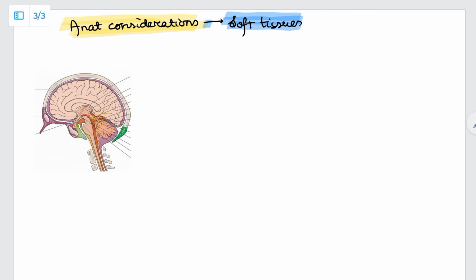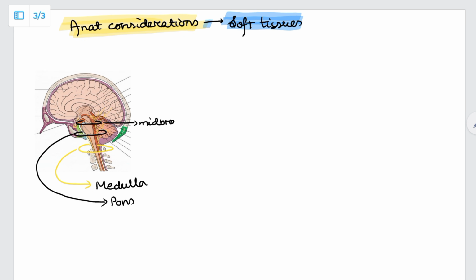Now we won't overcomplicate the anatomical considerations and just see four basic points which we need to remember to read NCCT brain plates. So this structure is that of the brainstem, and the first structure that we come across is medulla. Above that lies the pons, and above that lies the midbrain. This is our first anatomical consideration that we should keep in mind while reading a NCCT brain plate.